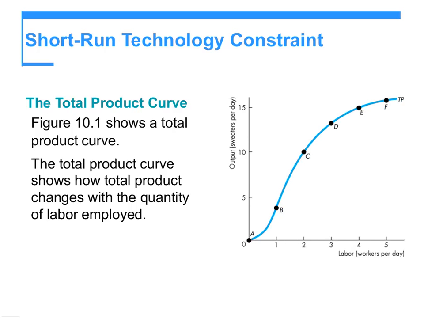So you can see them here. The total product curve, Figure 10.1, which is this, shows that for different labor or workers employed, different output is there. The total product curve shows how total product changes with the quantity of labor employed. So you can see when you have, for example, one labor here, you'll have somewhere around 4 total product. When you have 2, it's different. As it increases, your total product increases as well.